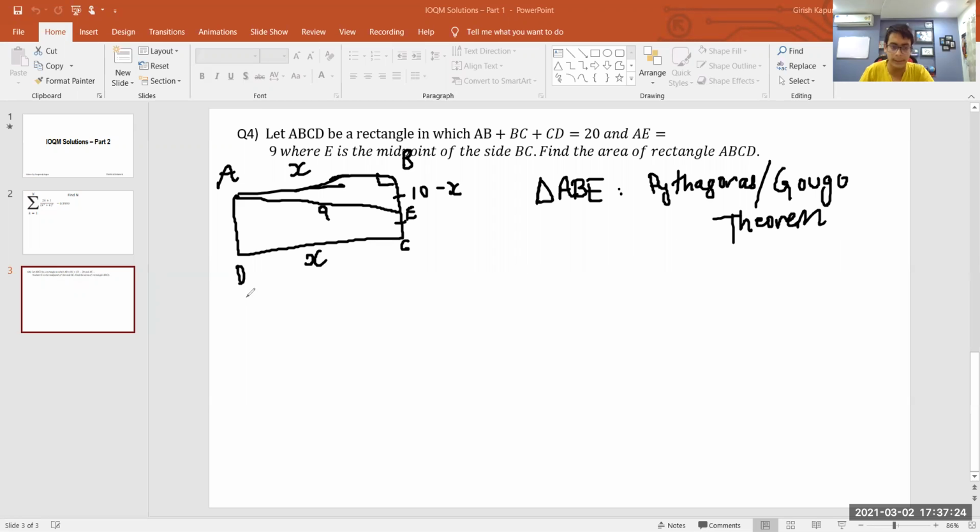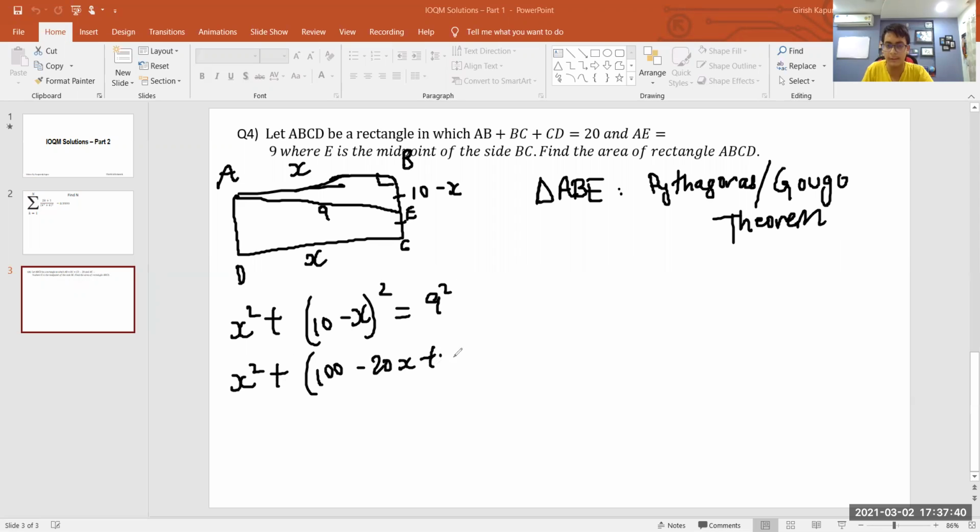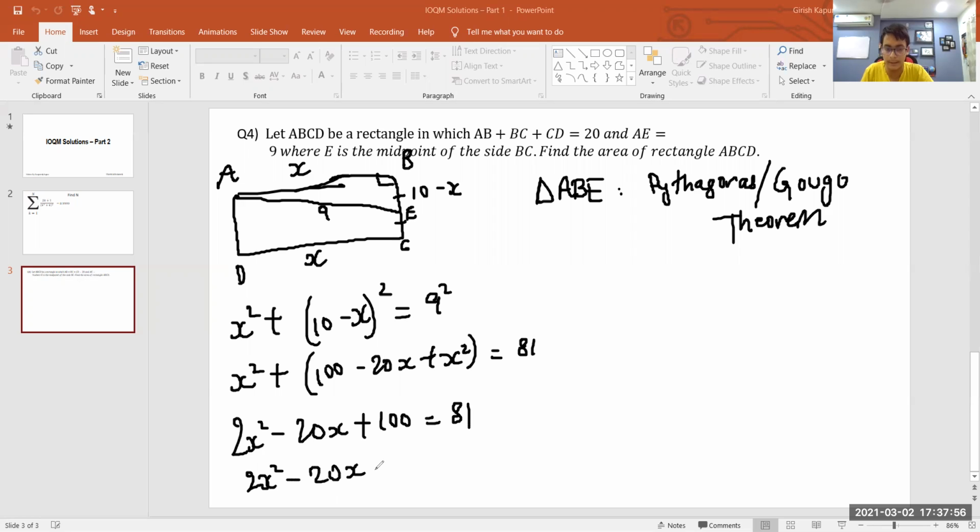Okay, so AB square plus BE square equals AE square, which gives x square plus (10 minus x) square as 9 square. Now using the (A minus B) whole square formula, just write that down: A square minus 2AB plus B square. And then simplifying, we get 2x square minus 20x plus 100 equals 81. Bringing the 81 to the LHS, we get this final equation to solve.